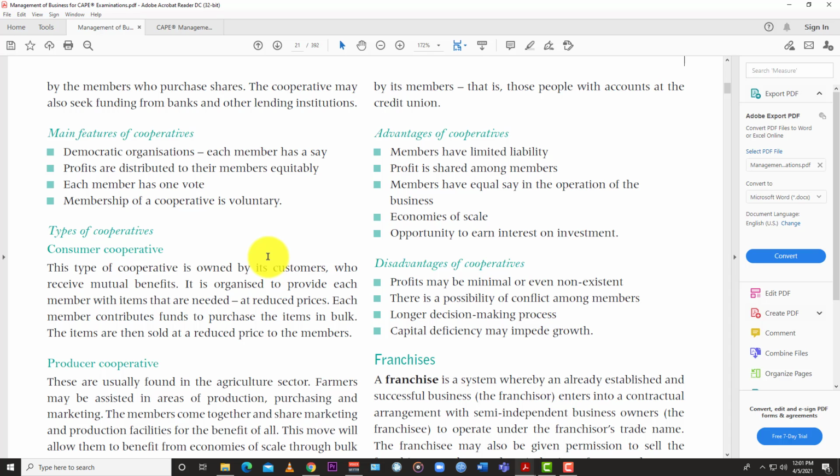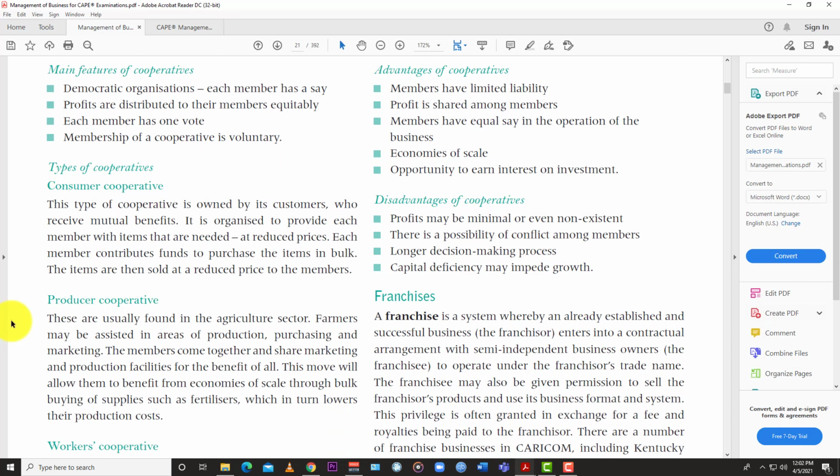So however the proportion is, your shares to the amount of profit, they divide it according to that, and you get your profit or your dividend. So that's how they operate in that regard. Each member has one vote. Membership of the cooperative is voluntary. Nobody is twisting your arm. It's a voluntary venture, a voluntary effort. So you go together voluntarily to work together to get things done more efficiently.